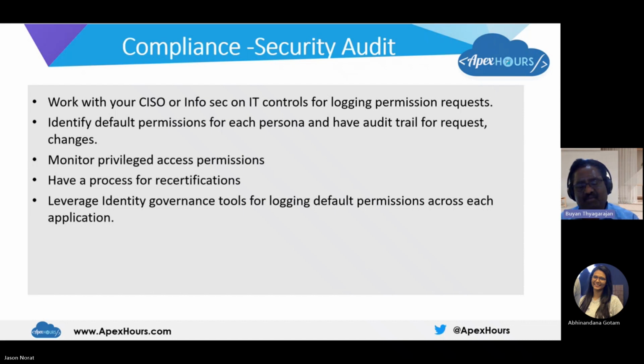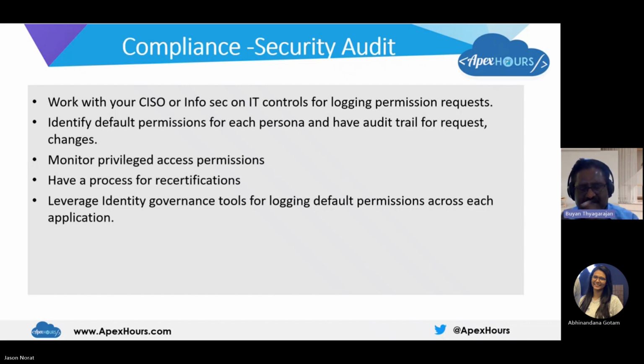The second thing is unwanted access, privileged access. Monitor those permissions and make sure that you have a process for recertifications on a yearly basis, where there's a question on why these users are being assigned a particular role, a particular profile, a particular permission set, and there is governance involved in it.